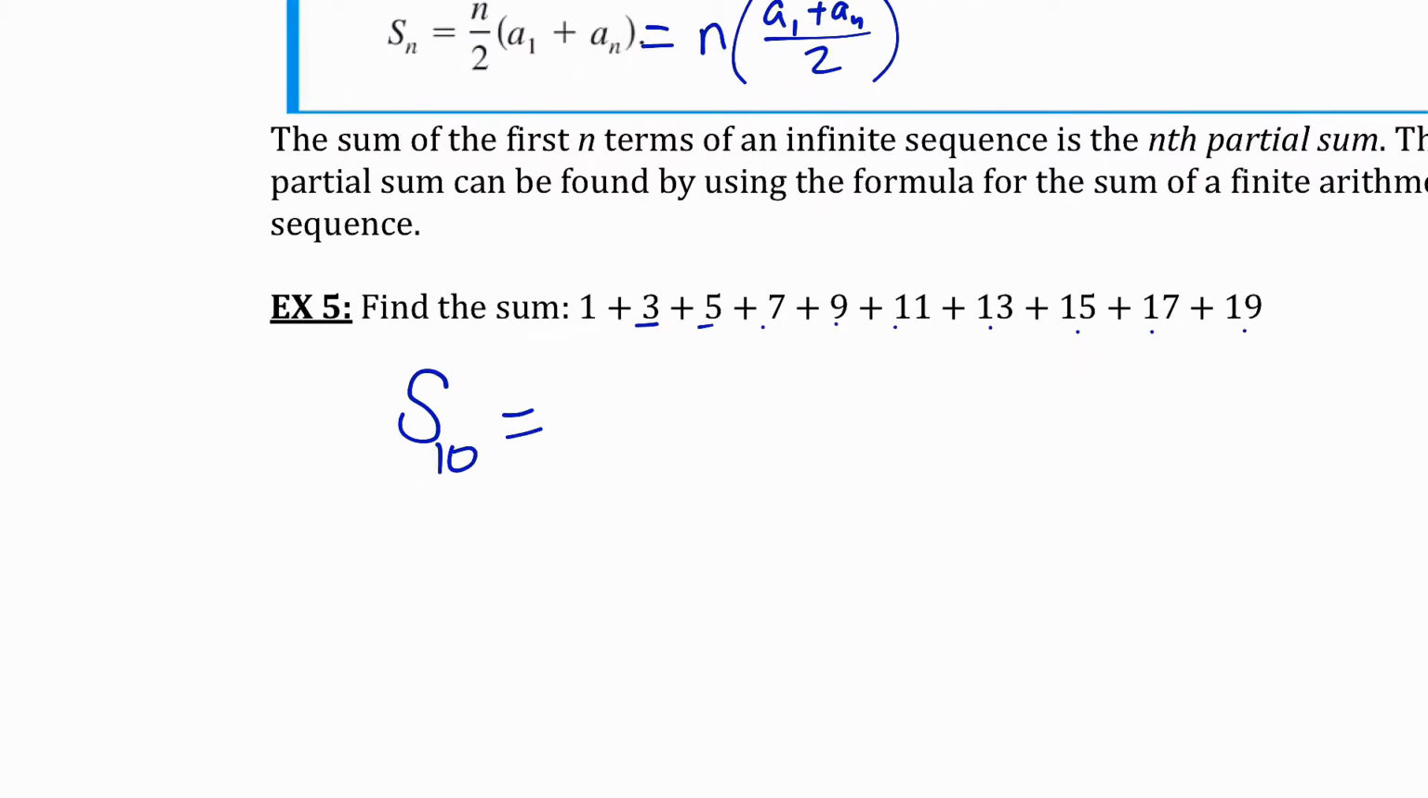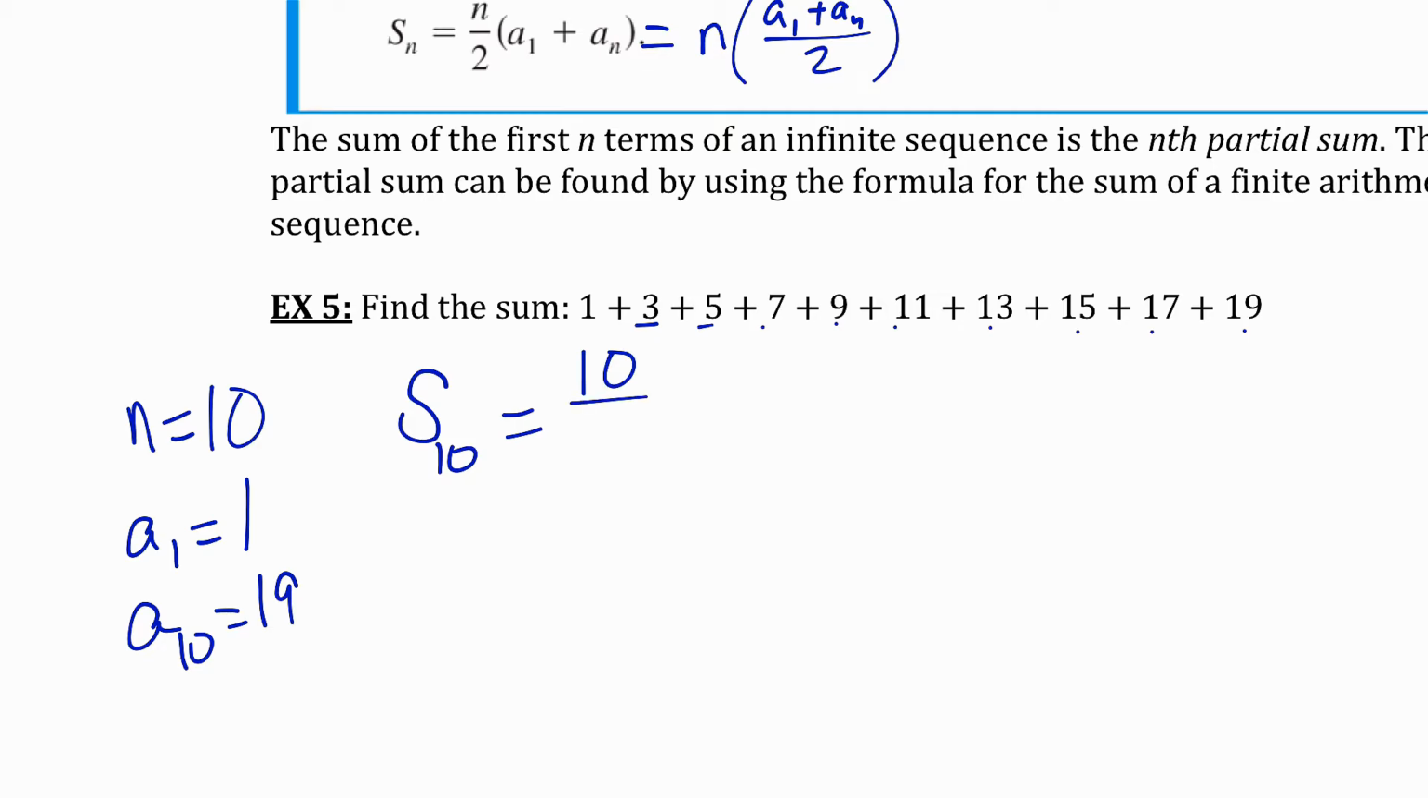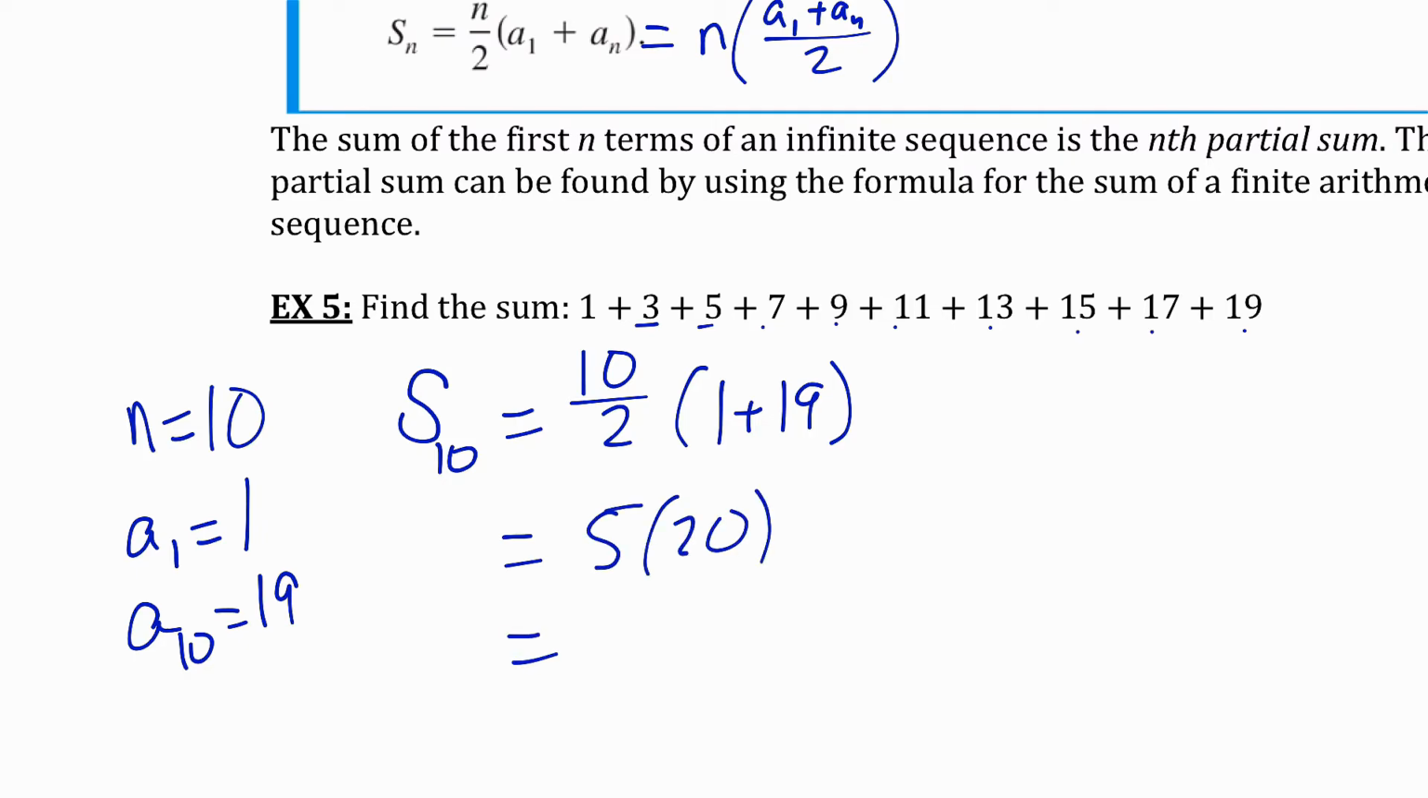And in this case, if n is 10, really the only other things we need to know are a sub 1, so our first term in this case is 1, and the nth term, in this case the 10th term, which happens to be 19. So plugging that in, I'll use the first version, n over 2 times 1 plus 19, your first and your last terms. Well, 10 over 2 is 5, 1 plus 19 is 20, so this is 5 times 20.